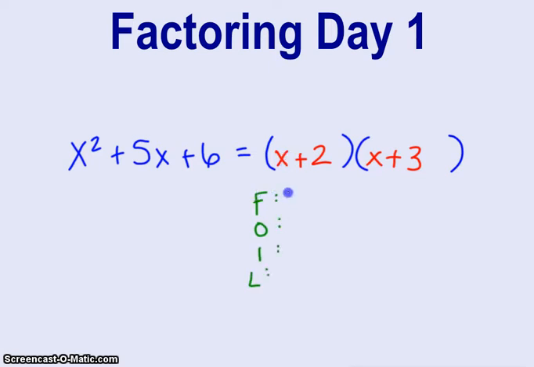So x times x is x squared. X times 3 is 3x. 2 times x is 2x. And 2 times 3 is 6. So then when we add our like terms, this is a 5x. So we would get x squared plus 5x plus 6.